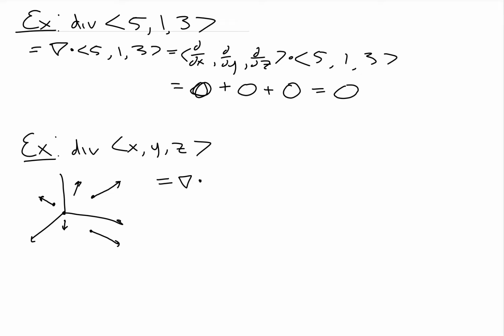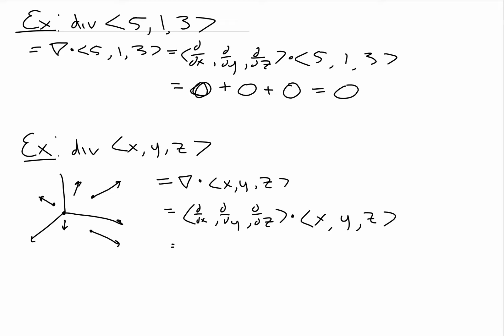So if I want the del operator dotted with x, y, z, this is me taking my d dx, d dy, d dz vector and dotting it with x, y, and z. That means that I want an x partial of x plus a y partial of y plus a z partial of z, and I'm getting 1 plus 1 plus 1 is 3 here, so I get a positive divergence.